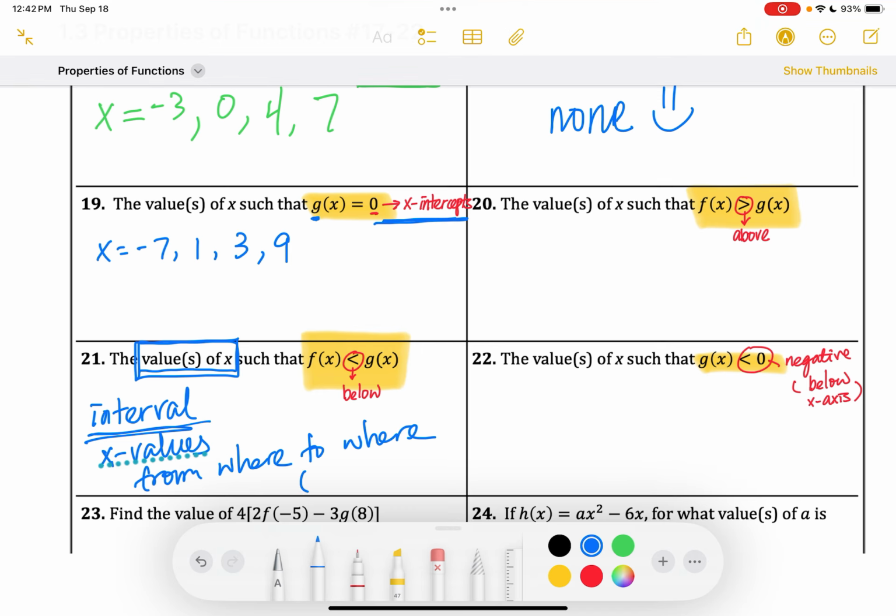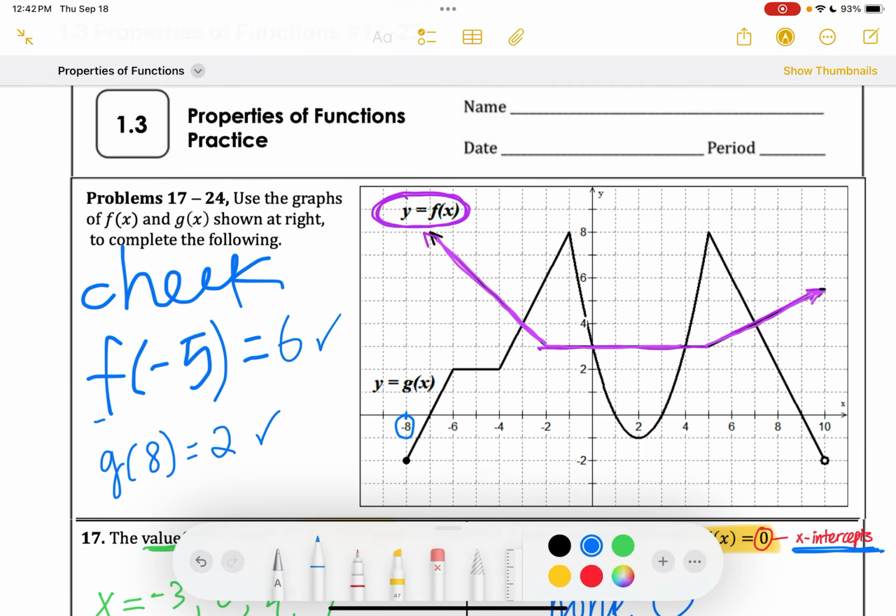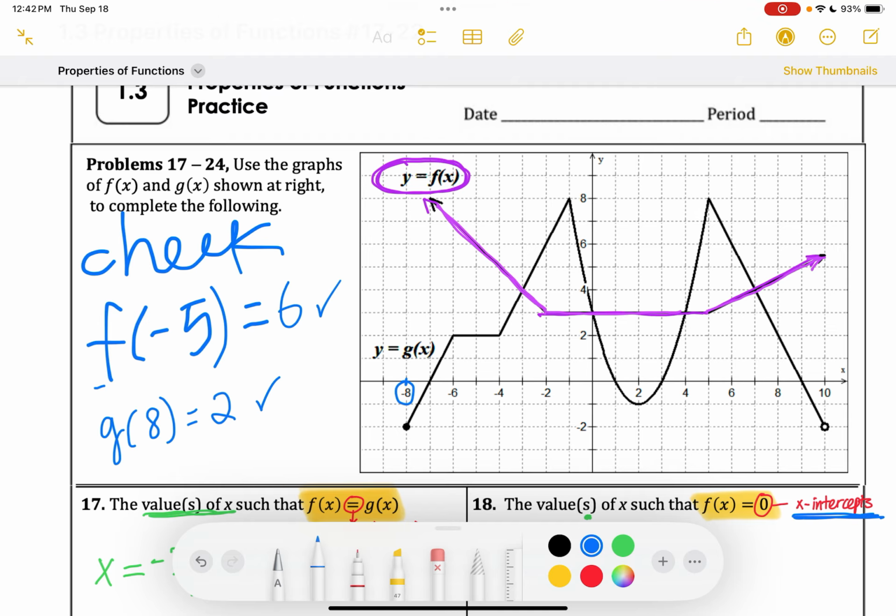Now we are writing from small to big, from left to right. Okay, all right, number 21: we are looking for where the function f is less than the g function. From the picture, less than means I'm looking for where it is below. As we indicated, the purple is my f function.